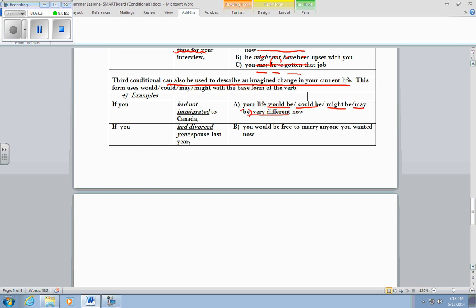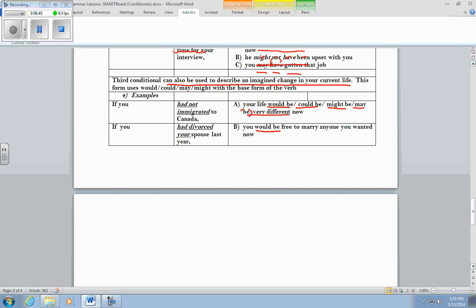If you had not immigrated to Canada, but you did immigrate to Canada and you are living here, so your life is the way it is now. But if you had not moved, if you had not come here, your life would be, could be, might be, or may be very different now. Here's another example. If you had divorced your spouse last year, you would be free to marry anyone you wanted to right now. But luckily, you did not divorce your spouse last year. You're still very happily married, and so you don't have to worry about marrying someone else right now.